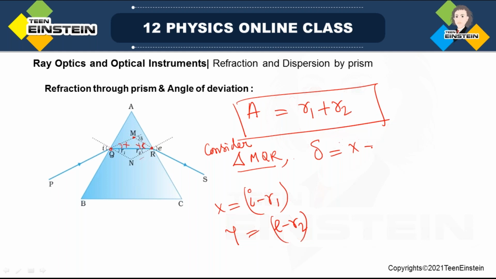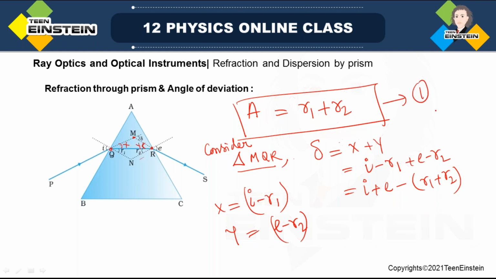So I'll write over here. It is actually X plus Y. So this X plus Y is giving you I plus E minus R2. So if you take this together, you write R1 plus R2. Now I'm giving this equation as 1 and this equation as 2. See, look, this R1 plus R2 I can just put here from equation 1. So delta is equal to I plus E minus A.